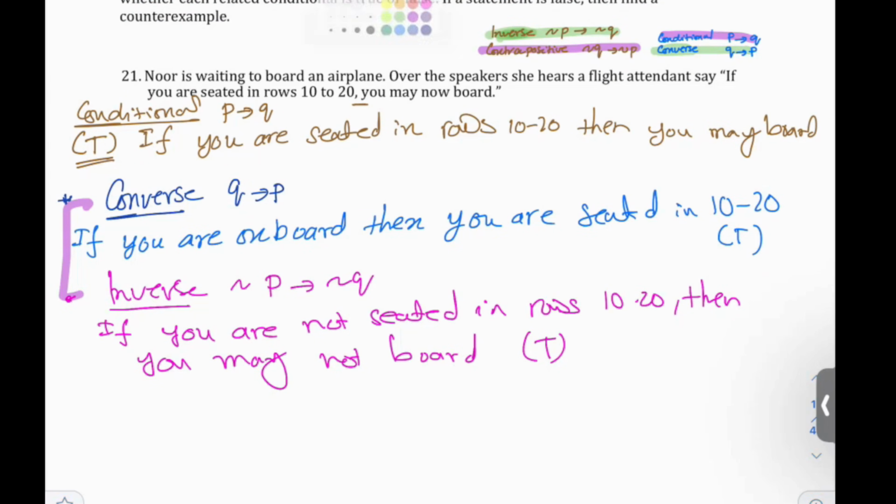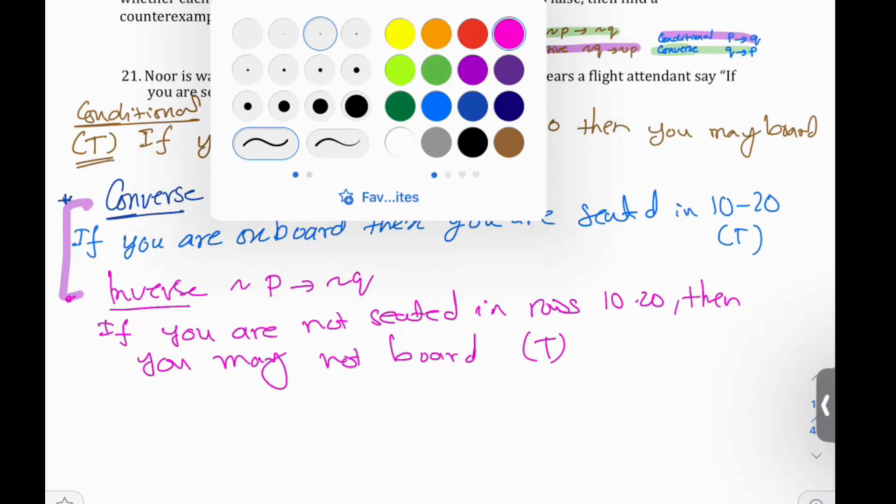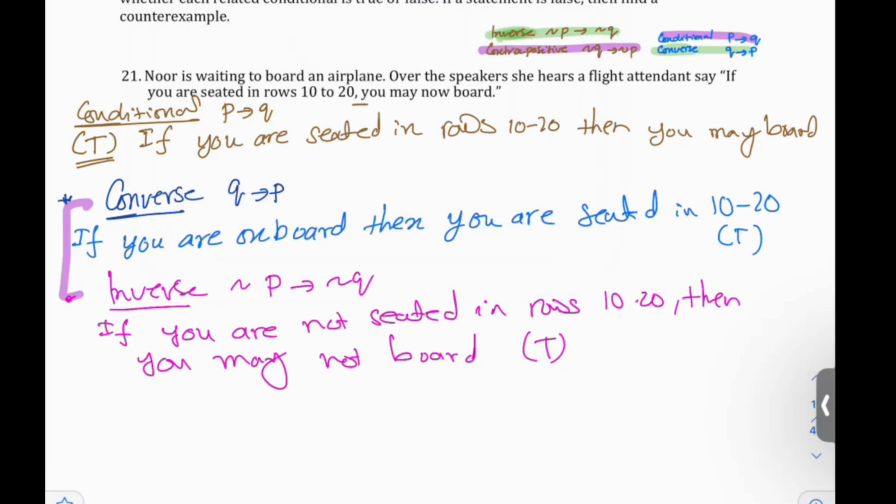Lastly, finally, let's change the color here. Let's use now we want contrapositive.